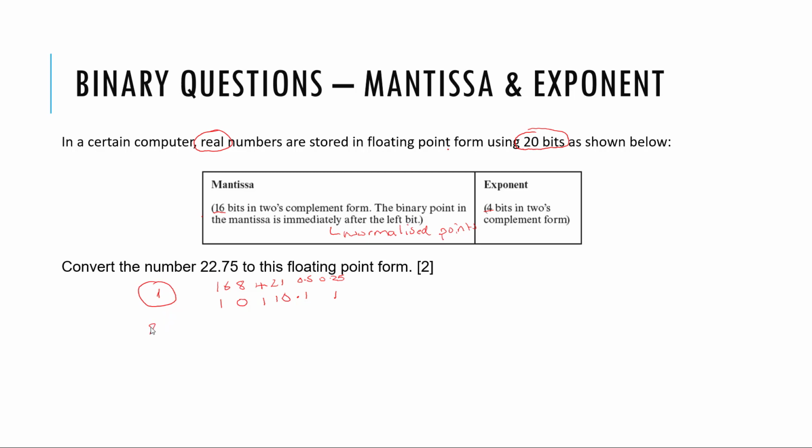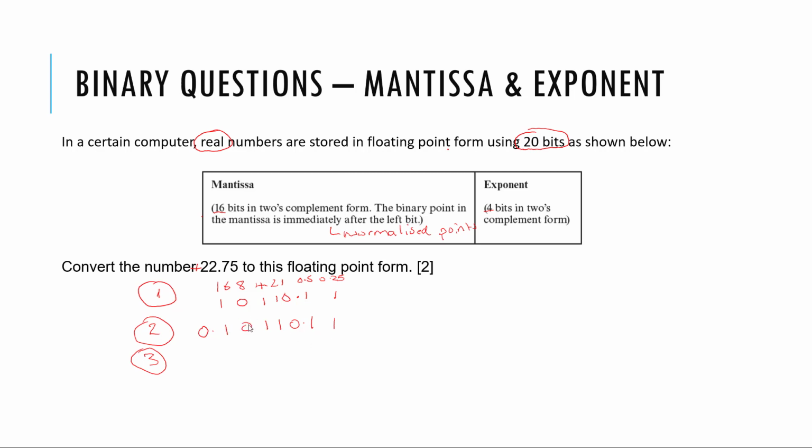That's step 1 complete. Step 2, you then normalize the number. You put a 0 point at the front. The reason why I put a 0 point at the front is because this number is a positive number. 22.75 is a positive number. If it was negative, I'd have to use a 1 here, but it's not in this case. So normalize the number. Then we need to pad out to the required number of bits.